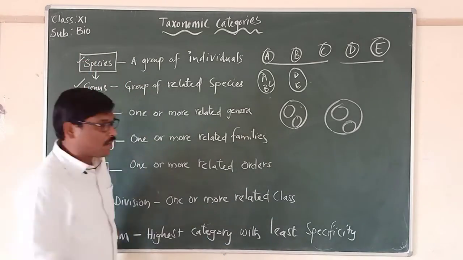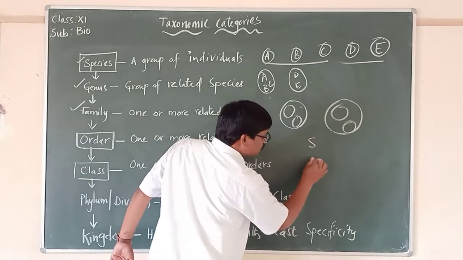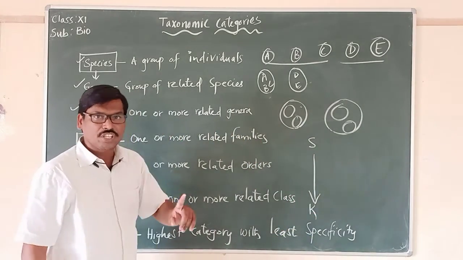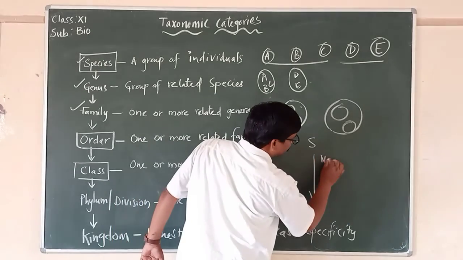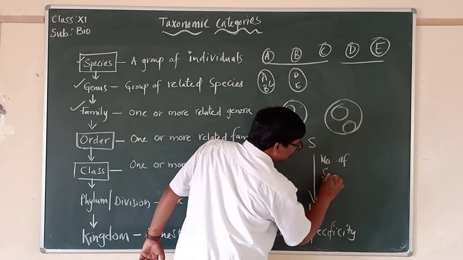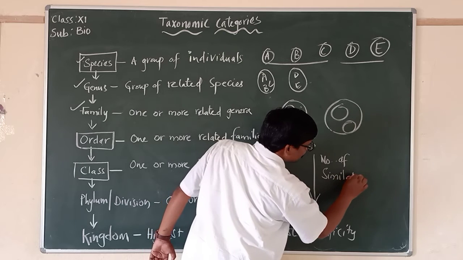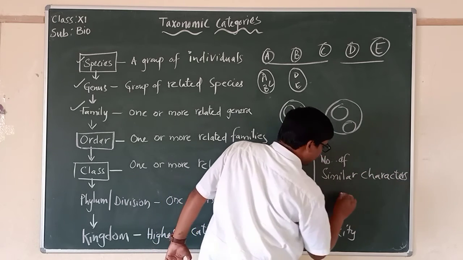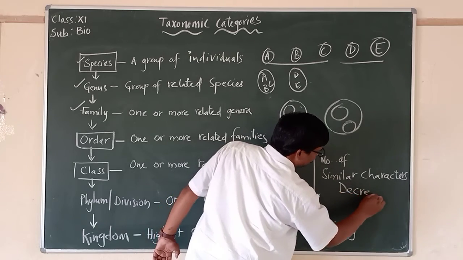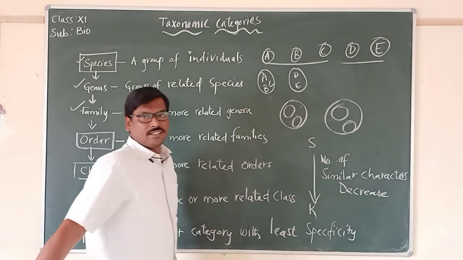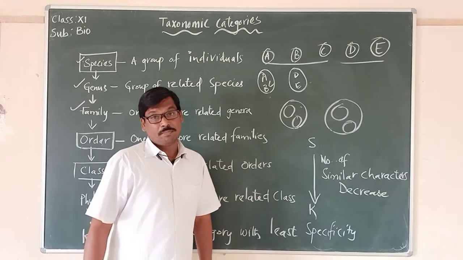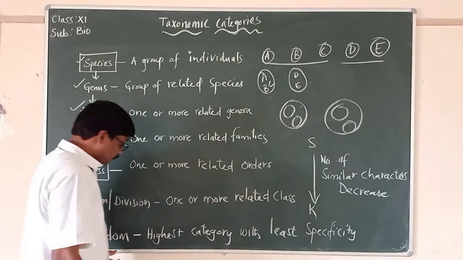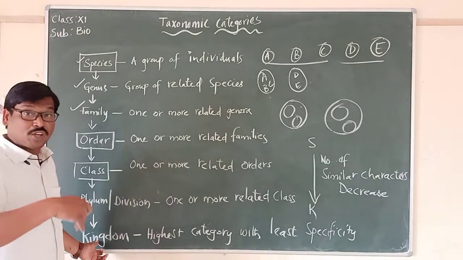So we have to remember one point. As we move from species to kingdom, the number of similar characters decrease. This is a very important point we have to keep in mind. And of course, you also remember which is the highest in the taxonomic category.